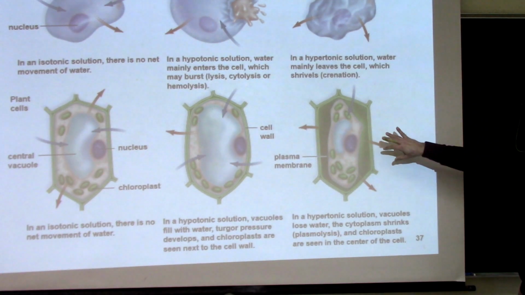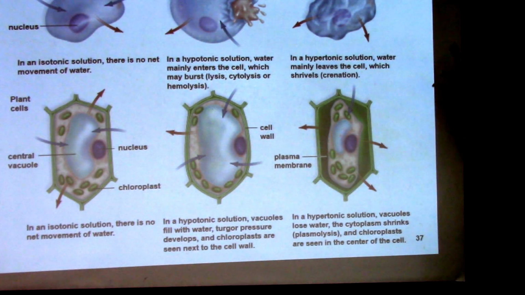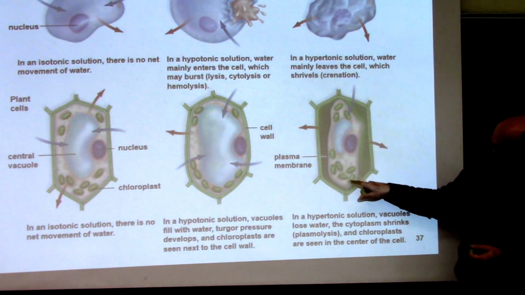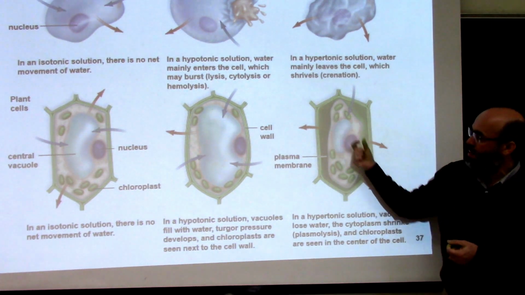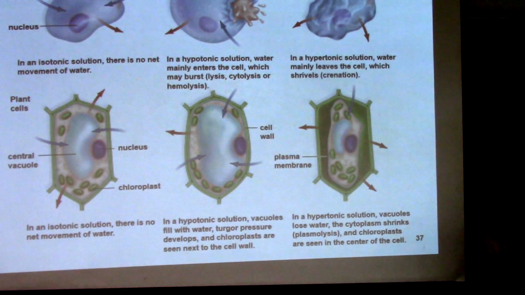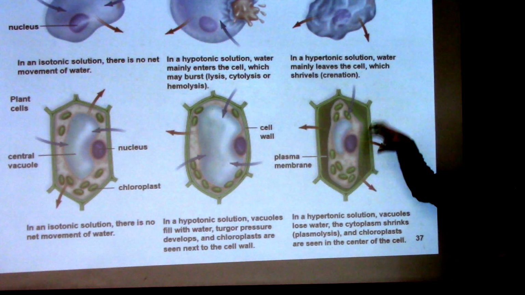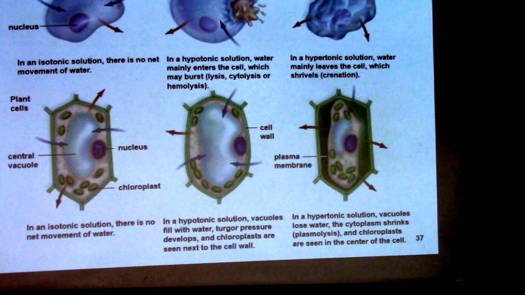In this case here, in hypertonic, cells will lose their moisture, so they will shrivel. So this is a shriveled cell, and in case of animal cells, since they don't have a cell wall around them, they will just kind of collapse and become very small.